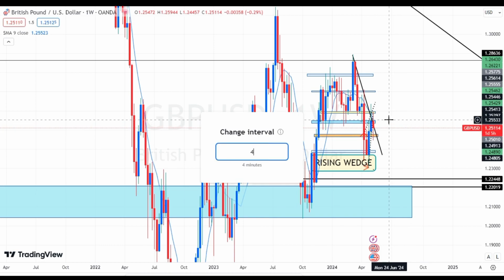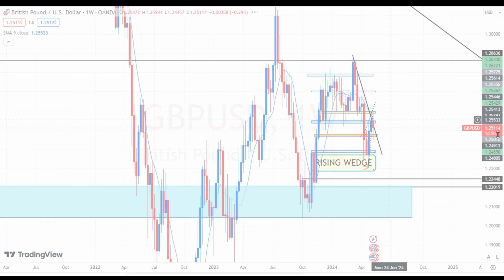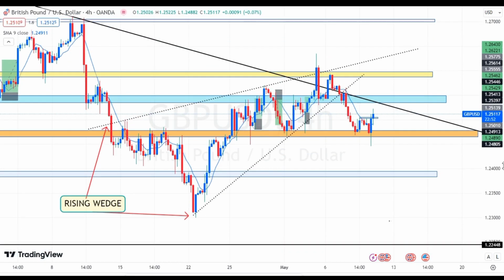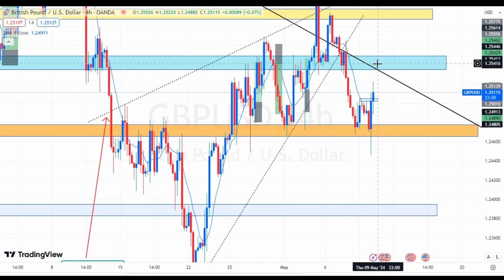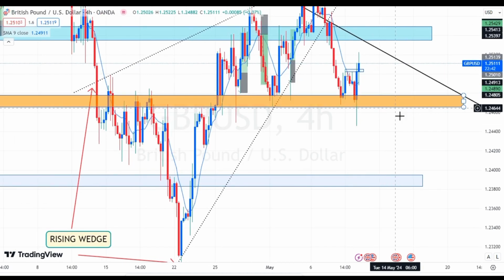So if you go to the 4-hour time frame, that blue zone you see there is very strong because it's a weekly zone. So if price comes to that zone and price is about selling, this 4-hour zone will not be able to hold price. So price will break through it. I hope you get it.